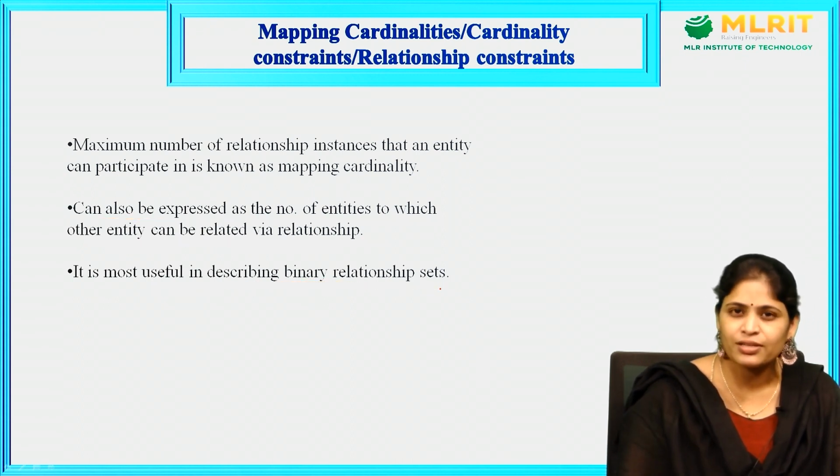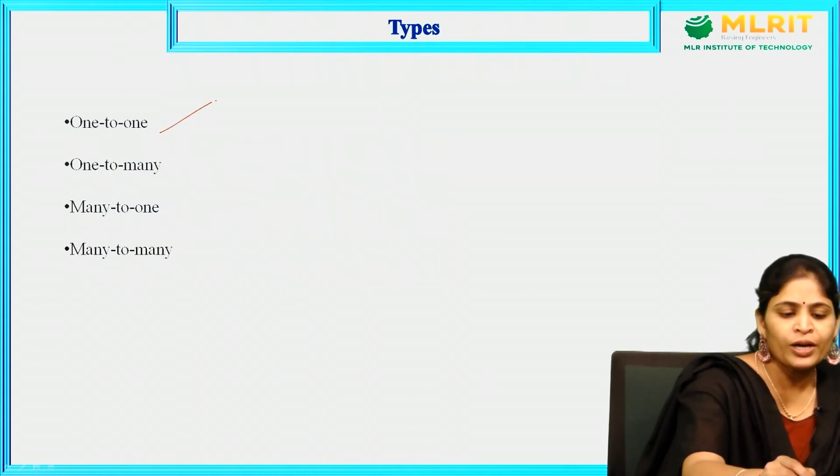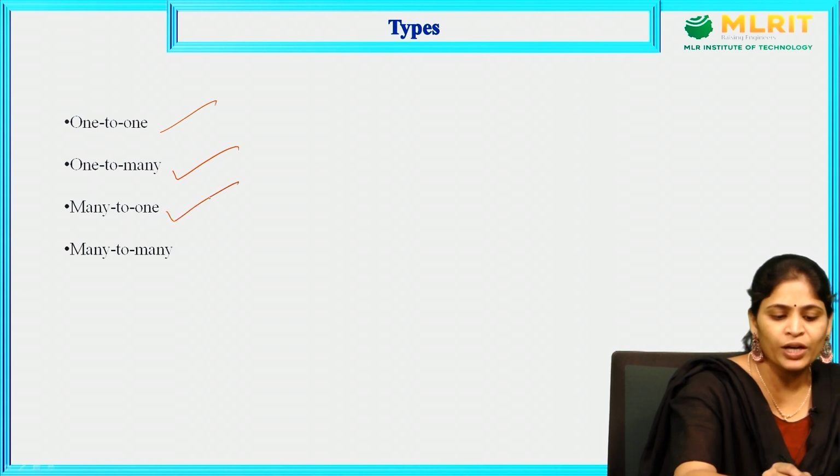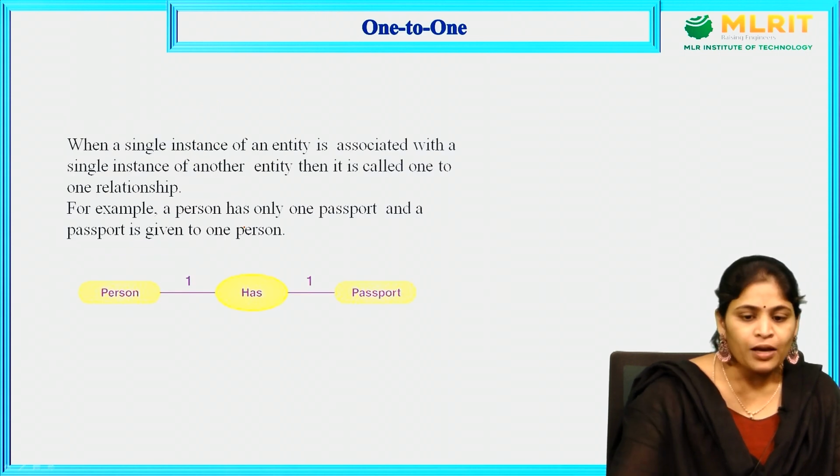So let us discuss these types of cardinalities. So what are those? One to one, one to many, many to one, and many to many. These are different types of cardinality constraints that we are going to deal with. So what is one to one?